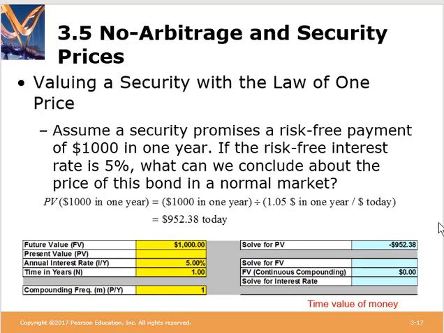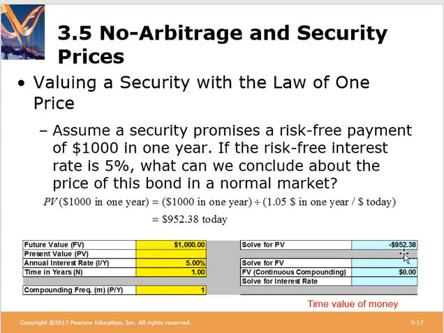If the risk-free interest rate is 5%, what can you conclude about this price in a normal market? Remember, in a normal market, there cannot be an arbitrage opportunity. So if we want to find the present value of $1,000 at the risk-free rate of 5%, this asset would be worth $952.38 today. That would be the price.